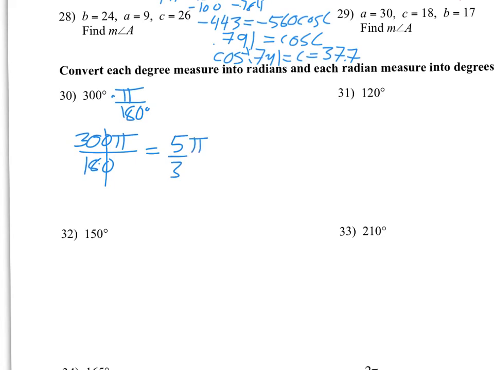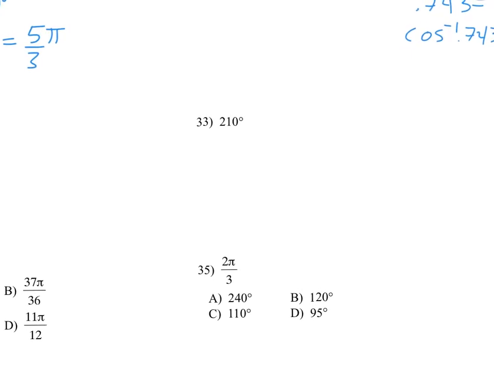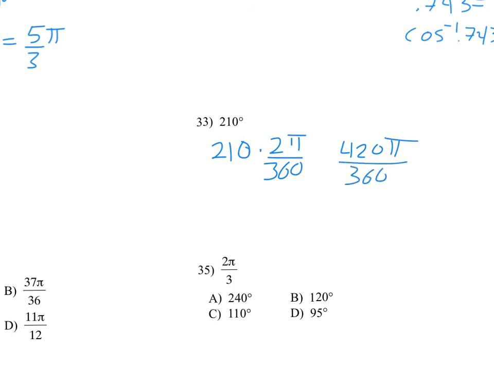For number 33, 210 degrees, again, if you want to do 2 pi over 360, that's fine. I'll do that with this, and that's going to get me the same answer. I get 420 pi over 360. I happen to notice that both of these are divisible by 10, so those go away, and now both of those are divisible by 6. I'm left with 7 pi, and on the bottom, 6 times 6 is 36, so we get 7 pi over 6.